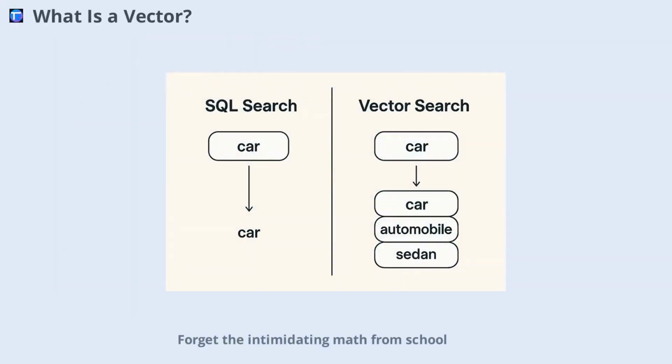Forget the intimidating math from school. In the world of vector databases, a vector is simply a list of numbers. Each vector represents something, a word, a sentence, an image, or even a sound. For example, the word king might be represented as 0.25, 0.88, -0.47, 0.91, while queen is 0.28, 0.9, -0.45, 0.92. Notice how close those numbers are? That's because their meanings are similar.